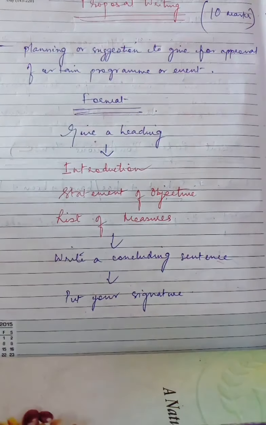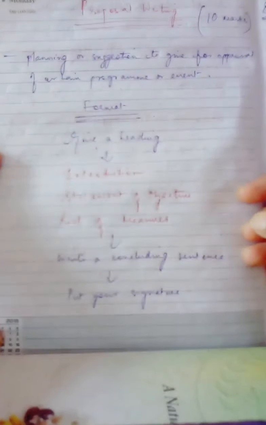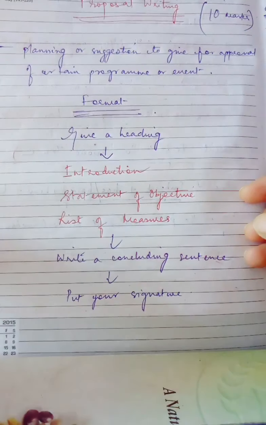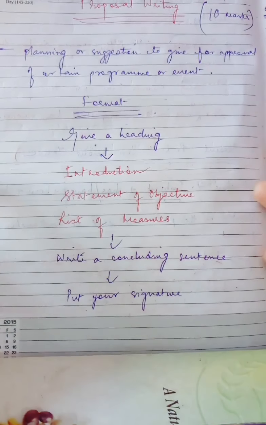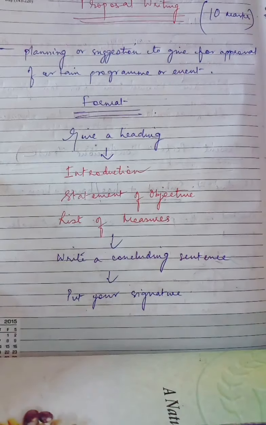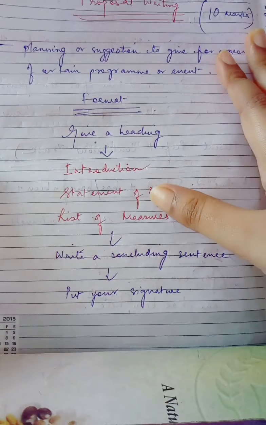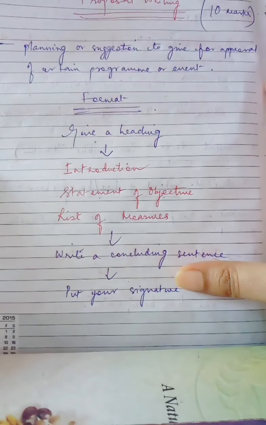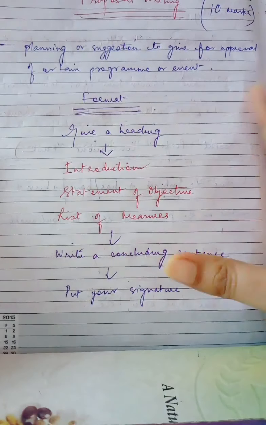Hello students, so we will be doing proposal writing today. This is our topic. Now this proposal writing is a compulsory portion for you all. You cannot avoid this. You have to attend this and it's of 10 marks. And you will not get an option also. You will get one proposal writing which you have to attend.